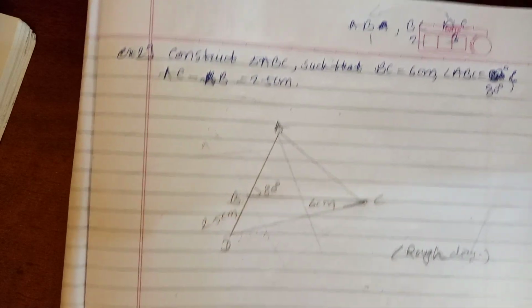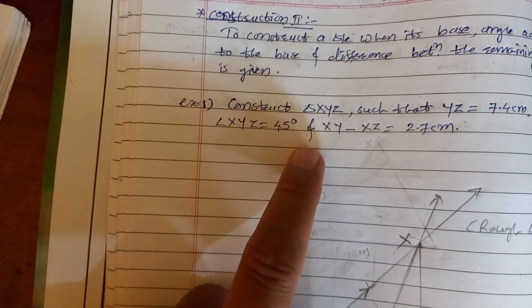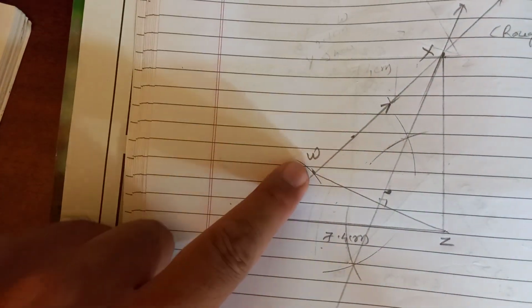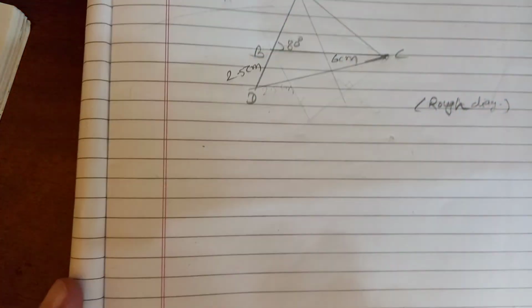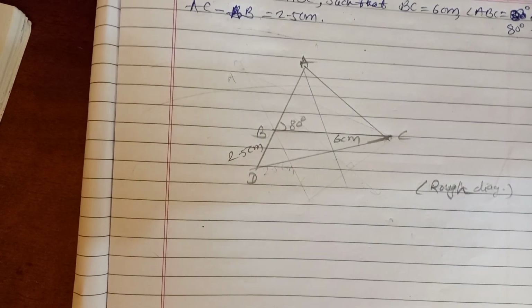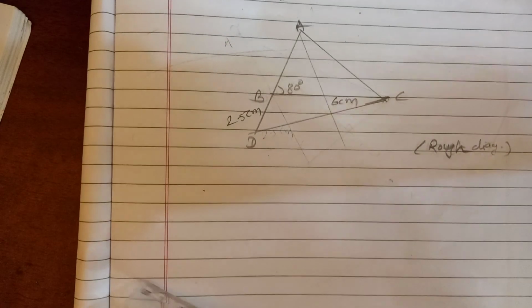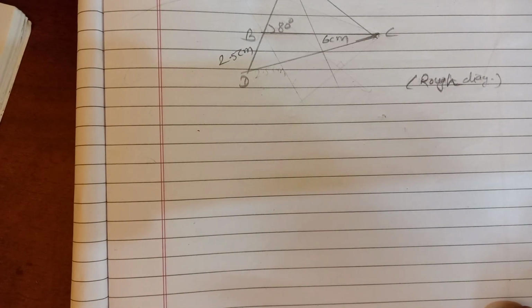So how to construct? Now in the second diagram, XY minus XZ means first side minus third side. So here we took this upside arc and then we drew the perpendicular bisector. Now here it is third side minus first side, so the method is different. First you have to draw the base BC, 6 centimeter. So take a scale. Here we will draw downside, so there is no problem.